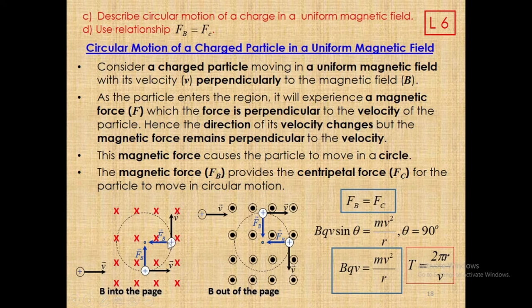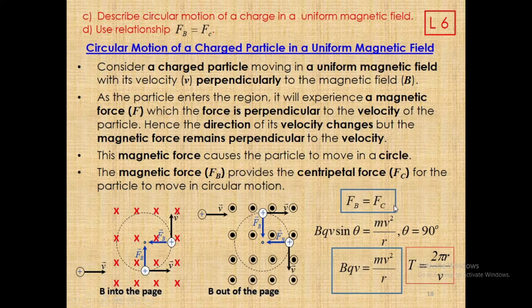And then we know that if the charged particle is moving in a circular path, as we learned already in the first semester, for the circular motion, direction of force must be toward the center of the circular path. So this is your FB. The FB is referred to magnetic force. Okay, so the magnetic force causes the particle to move in a circle. So FB provides the centripetal force.